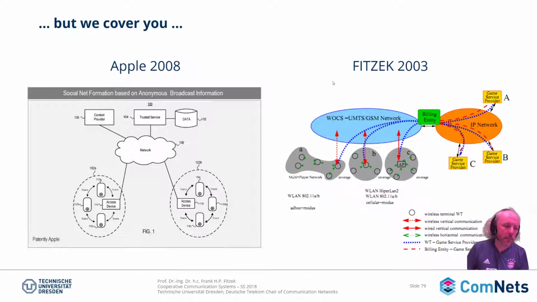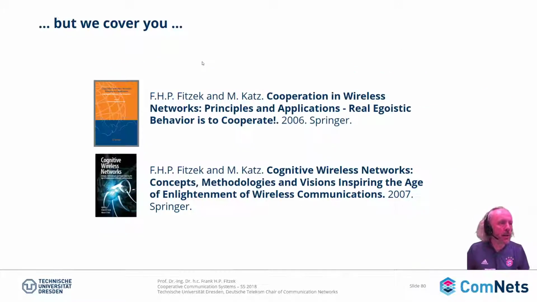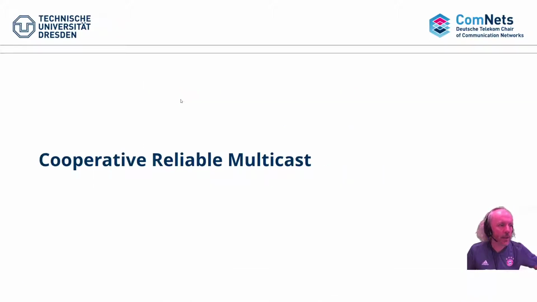So there's prior work, and with that we covered you a little bit, right? More of that way before 2006, 2008, where the patent was placed. There are two books really discussing these applications in detail. Okay, with that, I would like to come to the cooperative reliable multicast, where we come back to the initial example and motivation of our lecture.